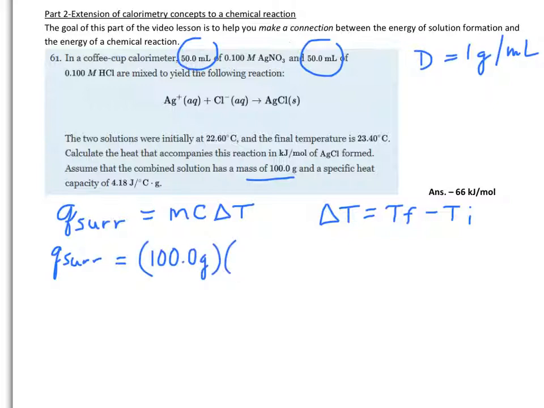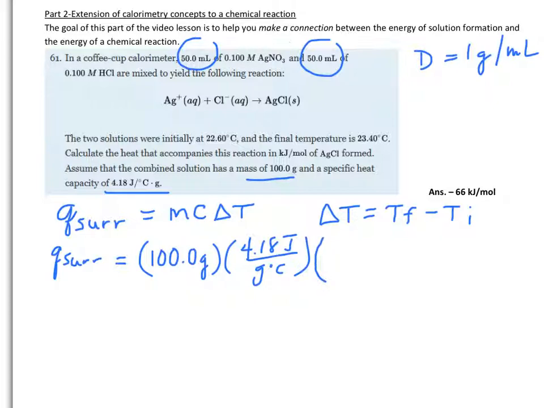Okay, and the specific heat, along those same lines, they give us the specific heat of water. You might recognize that number. Because again, the solutions that you're combining are mostly water. So we'll just substitute the specific heat of water to use here. It's not much different from reality. And then our delta T.